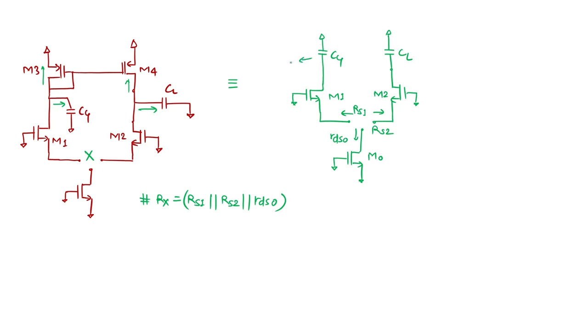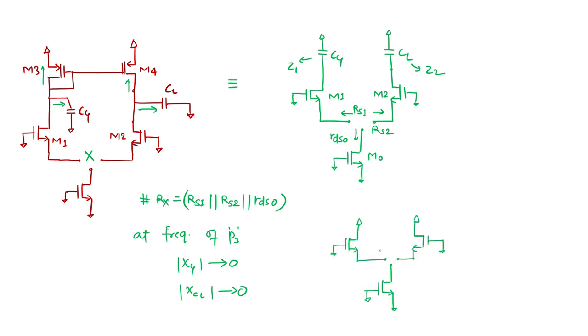And I'll consider it as Z1, and I'll consider it as Z2, and effectively we'll see at the frequency of P3, one assumption: that the impedance offered by Cy is much smaller, so I can consider it nearly zero. Also, CL, I can also consider it to be nearly zero. Then what you see, the effective structure can be seen like this. Now it is very clear.